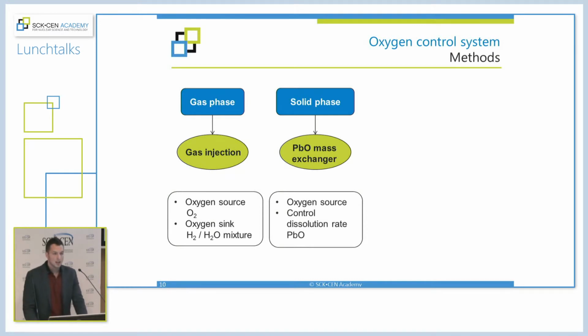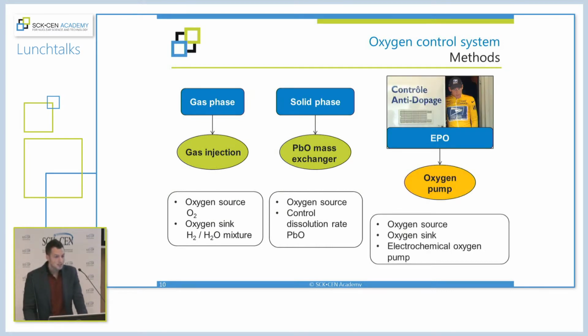So what I want to stress here is that this method is well known in the world, but for the first time ever has been applied to LBE technology. This system is what I like to call EPO, that is electrochemical pumping of oxygen. The characteristic of such a system is that it is flexible, because it can add oxygen and extract oxygen from LBE. How does it work?